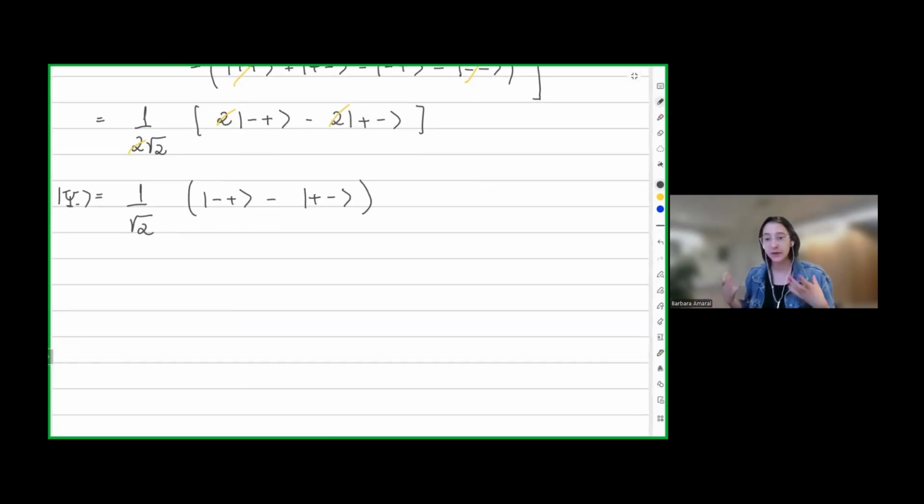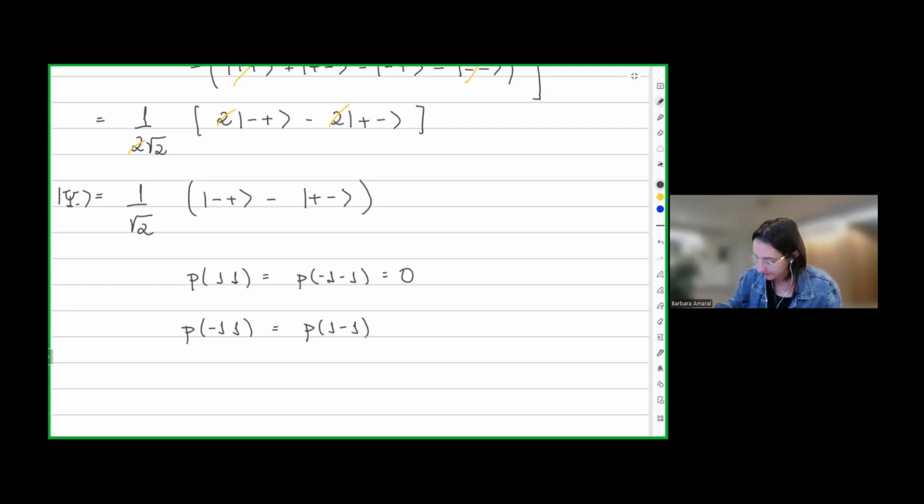Okay, and now I can compute the probabilities for a measurement of X. So the probabilities of (+1, +1) and (-1, -1) are equal to 0, and the probabilities of (-1, +1) and (+1, -1) are equal to 1/2. Okay? Questions so far?